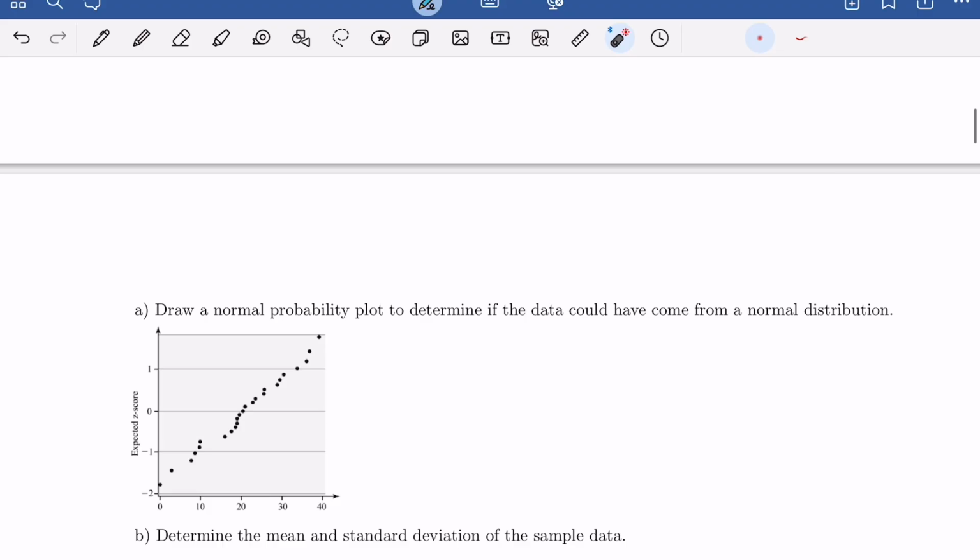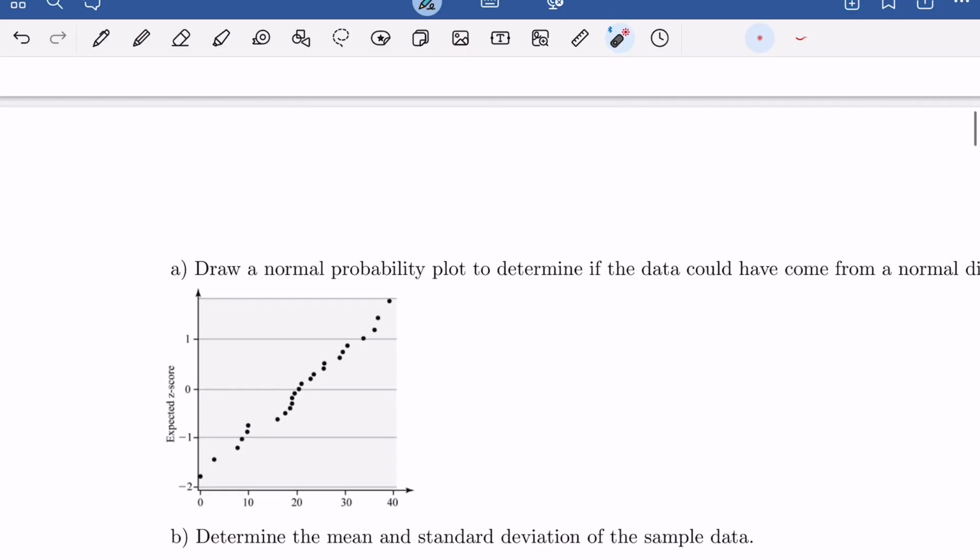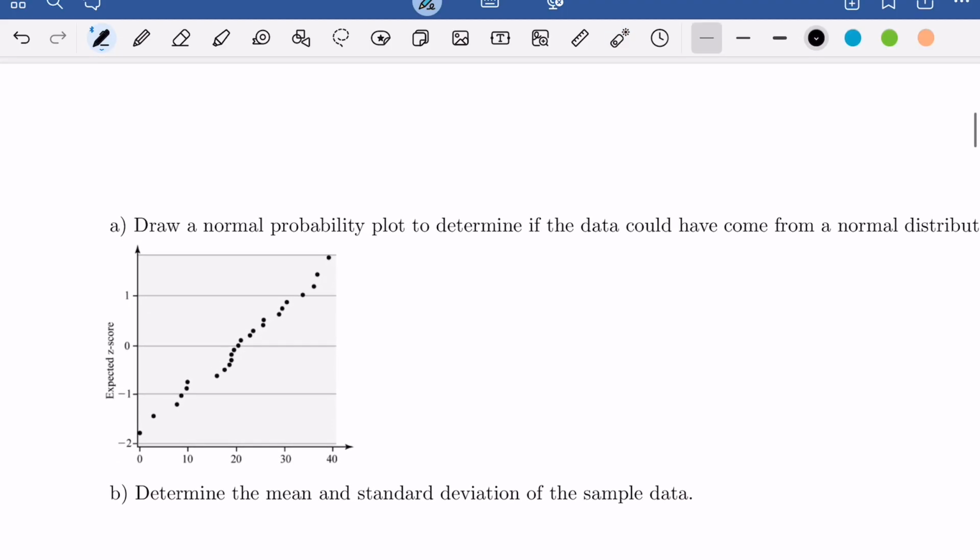So for part A, we're asked to draw a normality plot to determine if the data could have come from a normal distribution. Now, in the interest of time, I've pasted the normality plot here for us. We should all know how to draw a scatter plot. So we have this here for us, and we're going to use it to determine if the data could have come from a normal distribution. Now, notice this plot is roughly linear, and we don't have any crazy outliers really, so we can assume that the sample could have come from a population that is normally distributed. So we'll write that here.